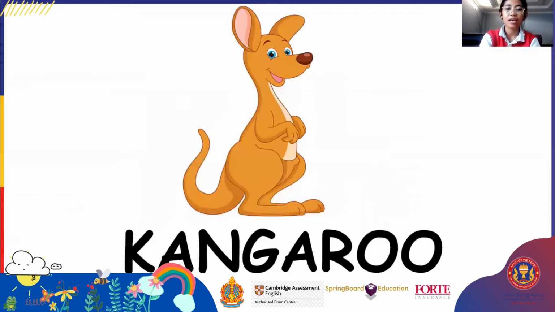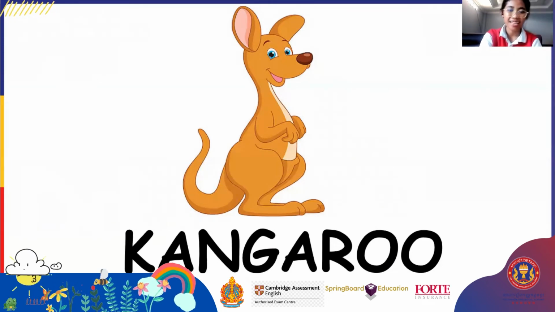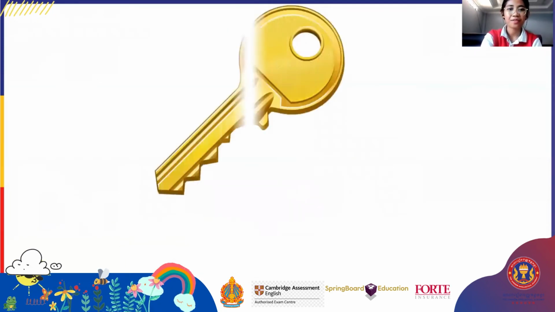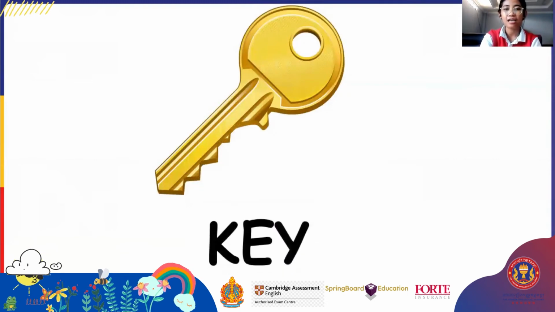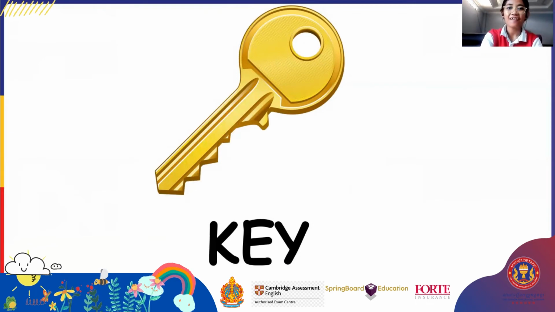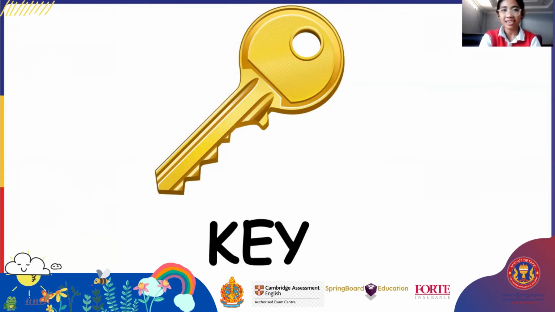Next, kangaroo. K, K, kangaroo. K, kangaroo. Good job. The last one, key. K, key. K, key. Amazing. Okay. Alright, okay, we just learned about letter K already.